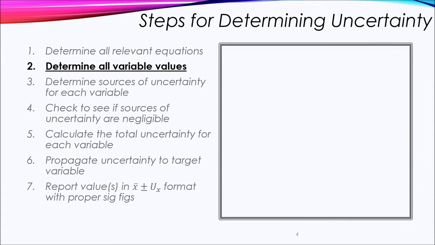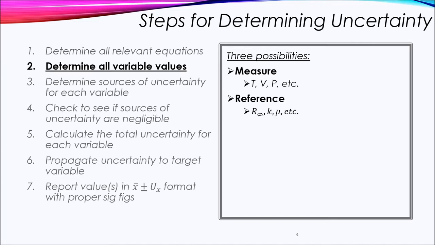Now, item 2, determining all variable values. For this, there are kind of 3 possibilities in general. The first is you can measure the variable, so that might be something like temperature or volume or pressure, etc. You could also look up a reference of that value, such as the ideal gas constant or the thermal conductivity or viscosity of a certain material. The last item is to find an equation that relates other variables to that target variable, which I already mentioned before.